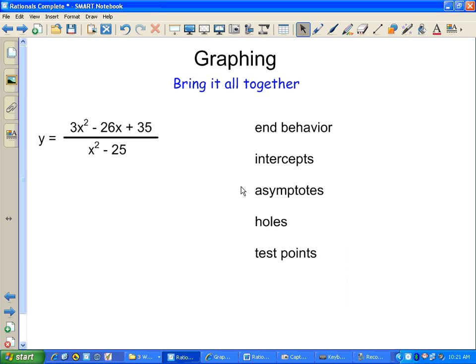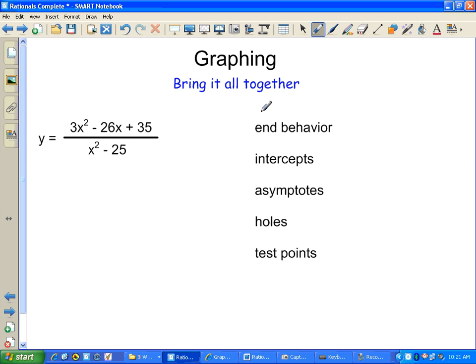Okay, so we're gonna bring all this stuff together. We're gonna use everything that we've learned. We're gonna do end behavior. We're gonna use our intercepts, our asymptotes, our holes, and then we're gonna have some test points to figure out what's happening in the zones that we don't already know. Okay, and that'll become clear when you start seeing what I'm doing.